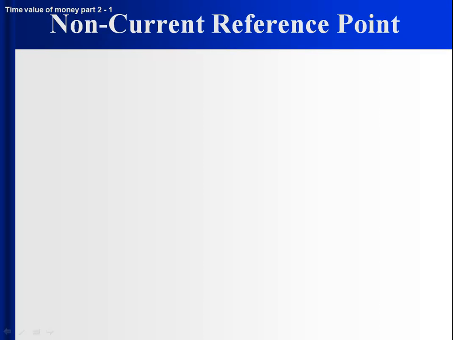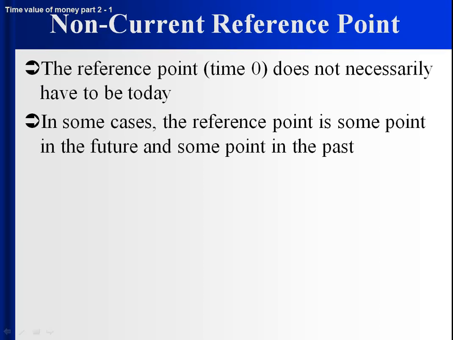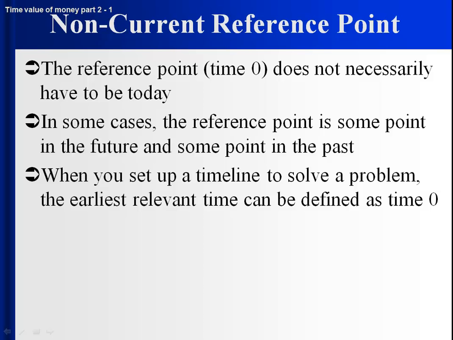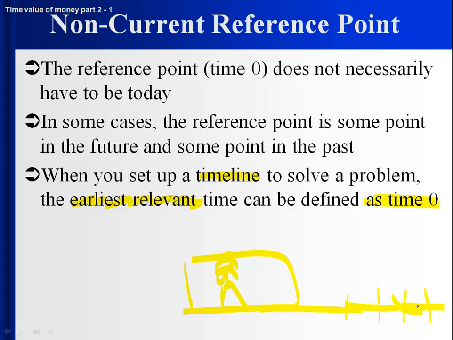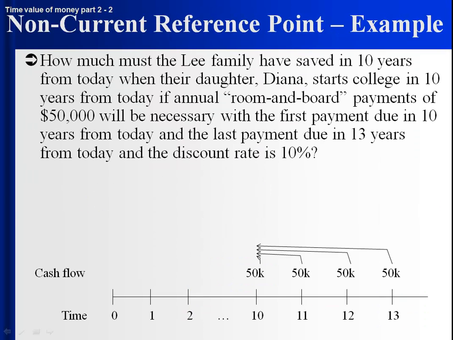Frequently, time zero is today, but it doesn't have to be. In some cases it might be in the future, in some cases it might be in the past, but the way to identify a good time zero to use is setting up a timeline and then defining the earliest relevant time as time zero. I often like to think of jumping into a time machine and getting out at the appropriate place on a timeline. So let's take a look at a couple of examples.